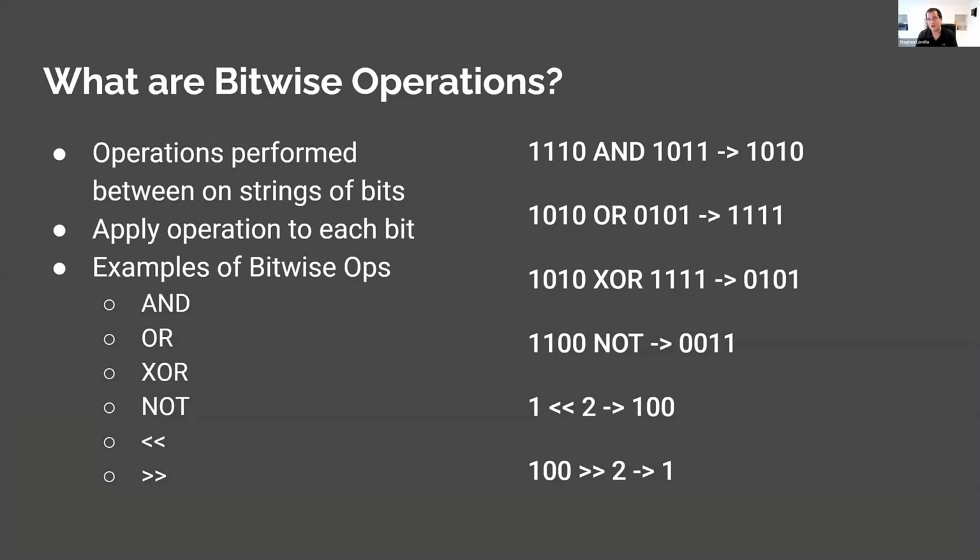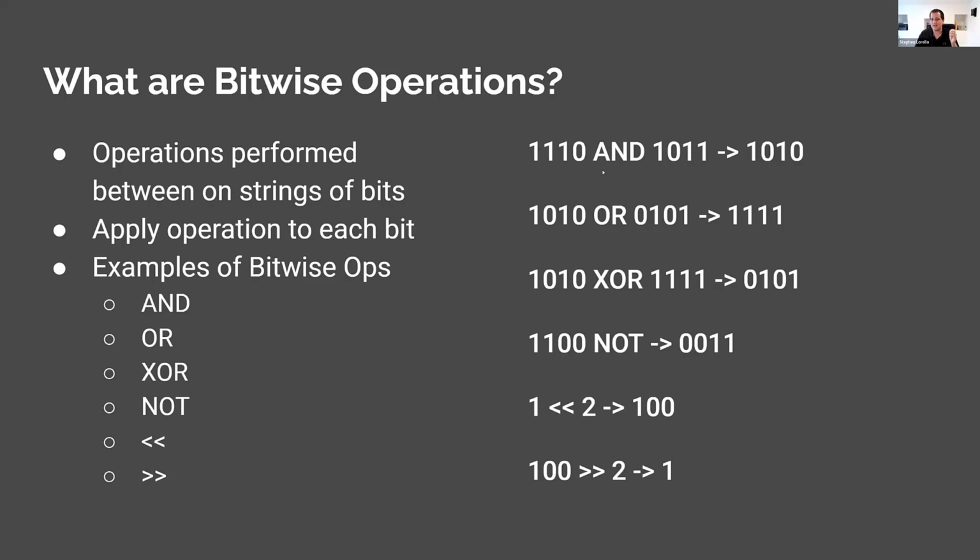Bitwise operations are operations that you perform on strings of bits. You either perform them on multiple strings of bits or single strings of bits. There's a bunch of them. You usually see them with different kinds of gates, but essentially they're ANDs, ORs, XORs, NOTs, and then there's usually shift operations.